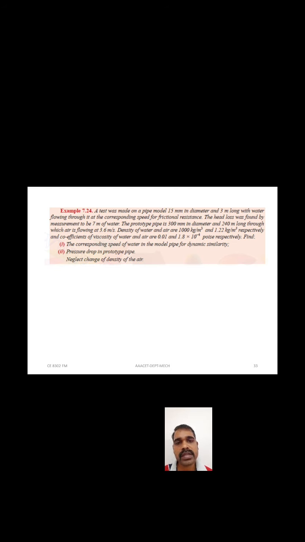Find the corresponding speed of water in the model pipe for dynamic similarity. Then find the pressure drop in the prototype pipe. Neglect change of density of the air, right? So for this problem first you have to write the solution, the given data or solution part.